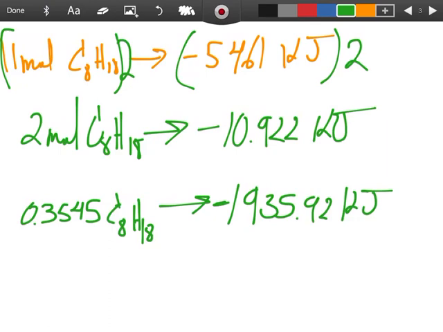And this is the fuel that I'm burning, and this is the heat that burning that fuel is releasing. So let's go and jump into a problem to see what we can do with that. There's a gas that is called acetylene, and it has the formula C2H2.